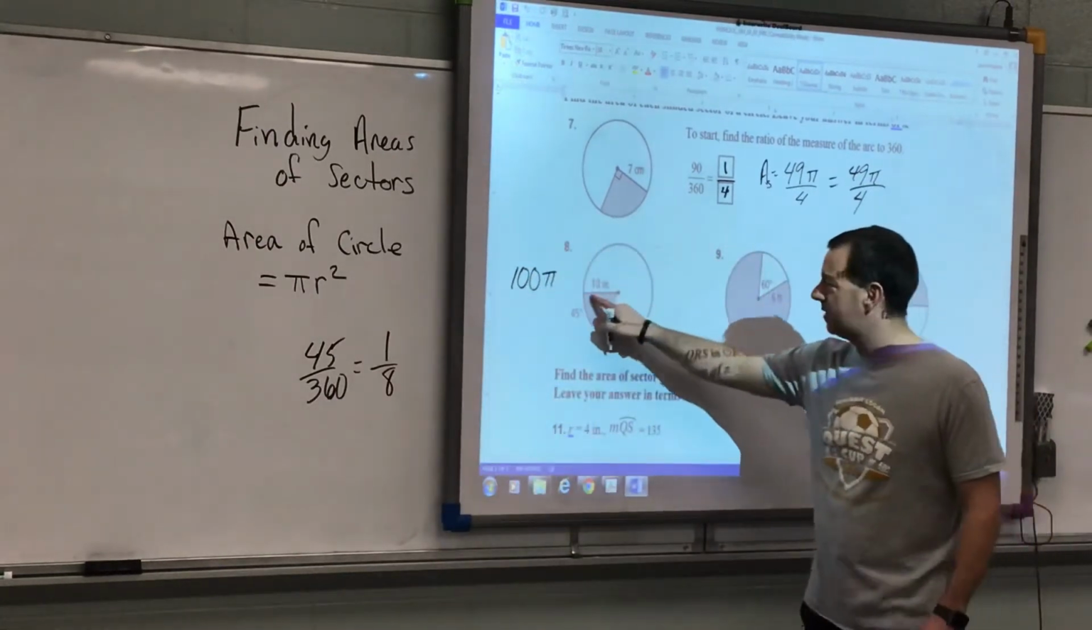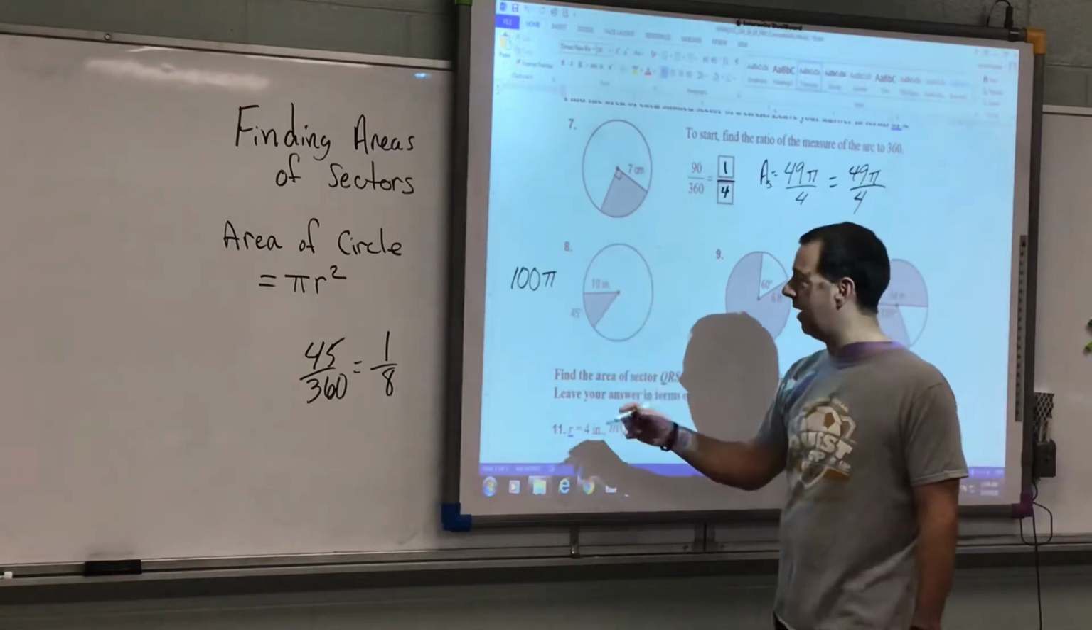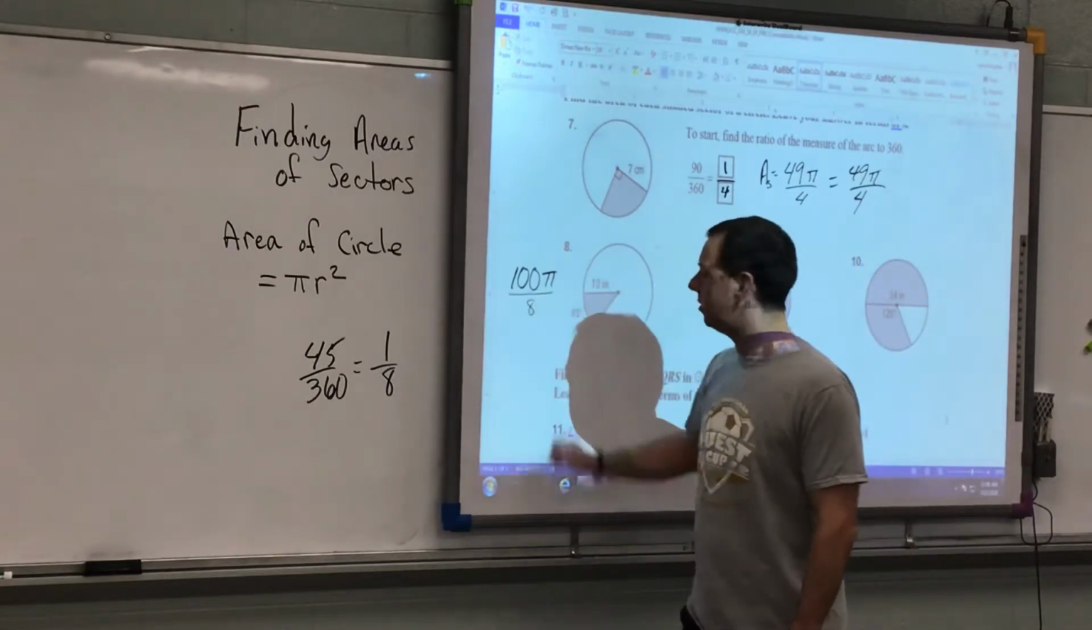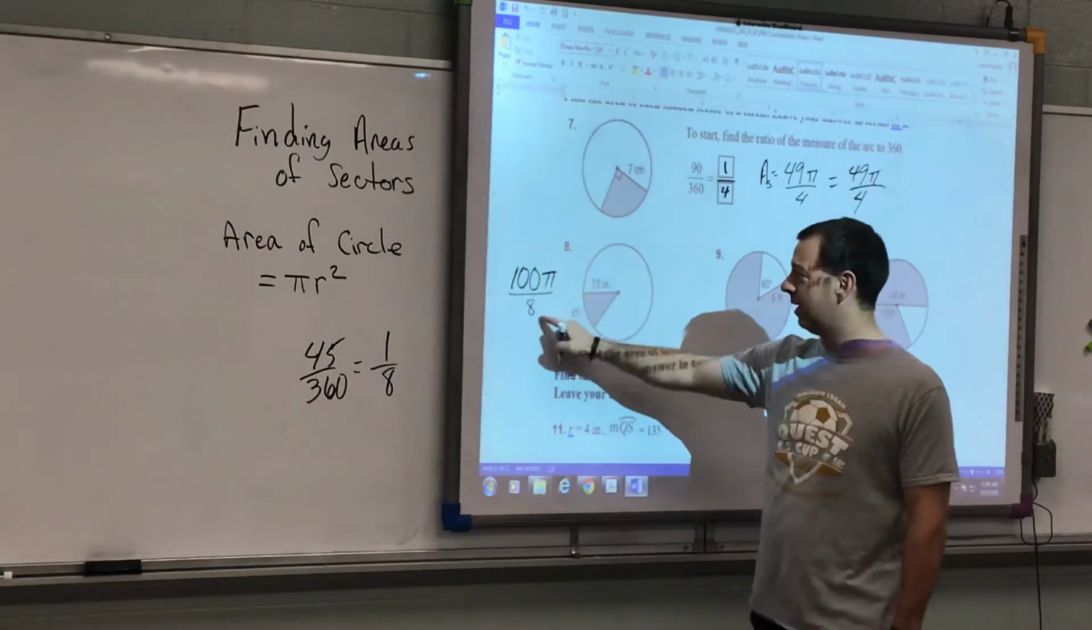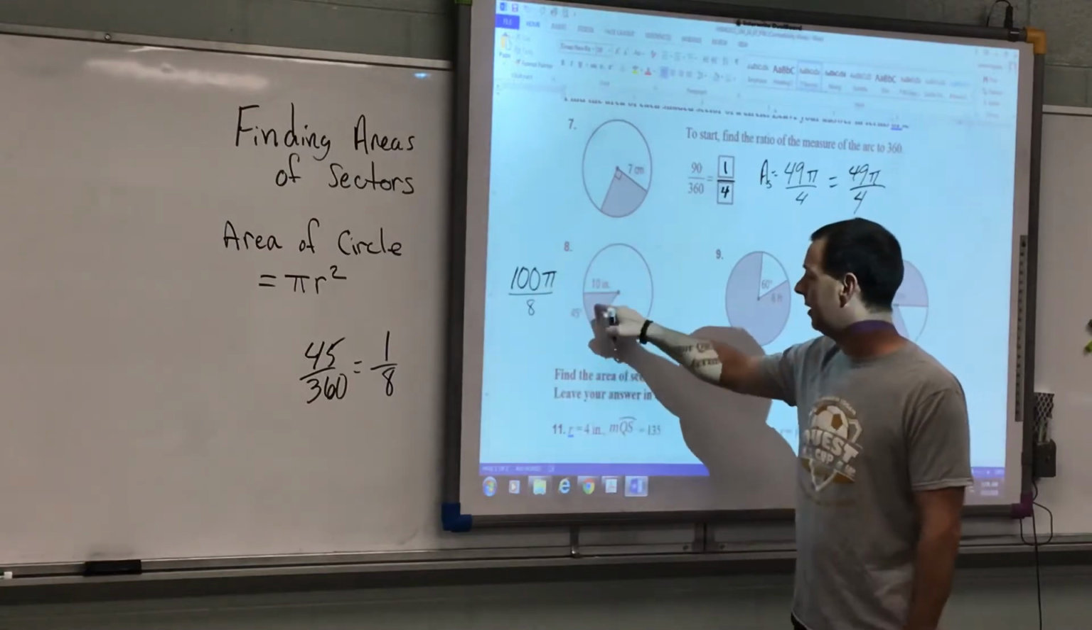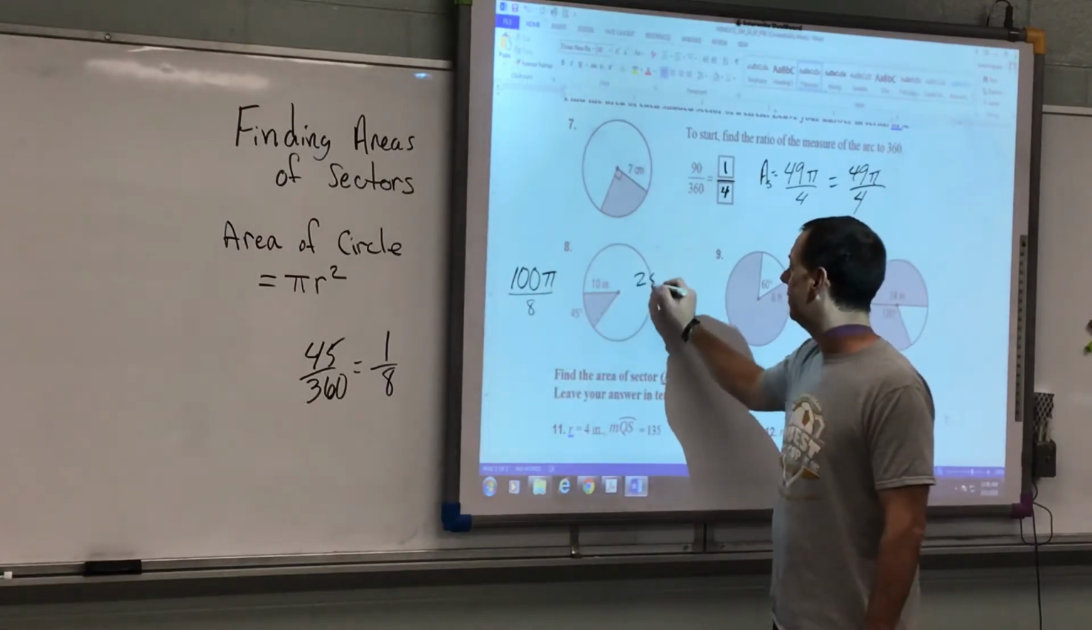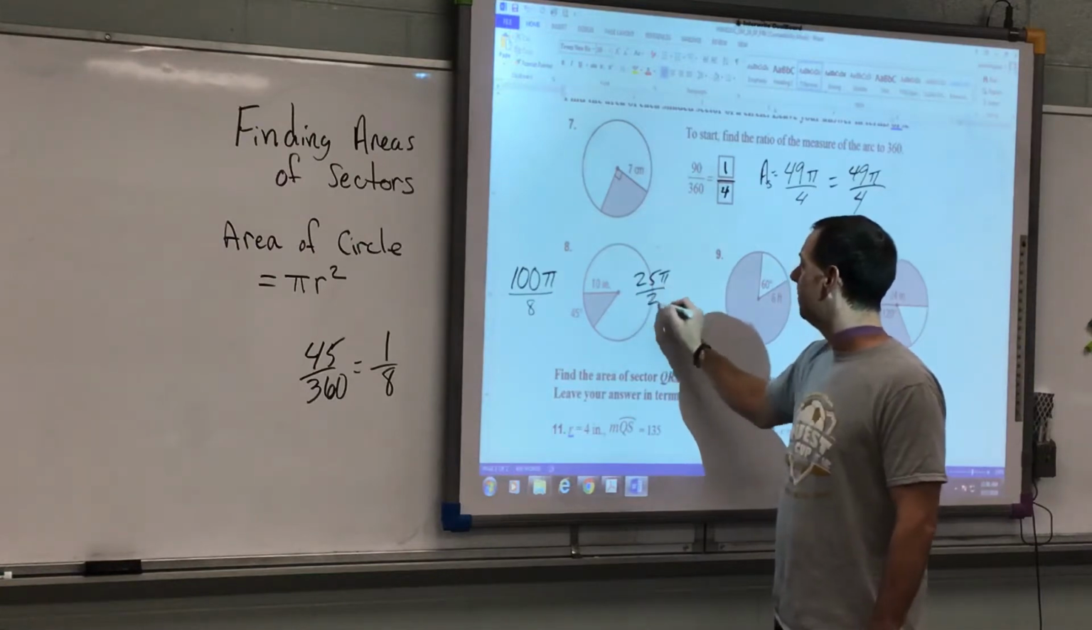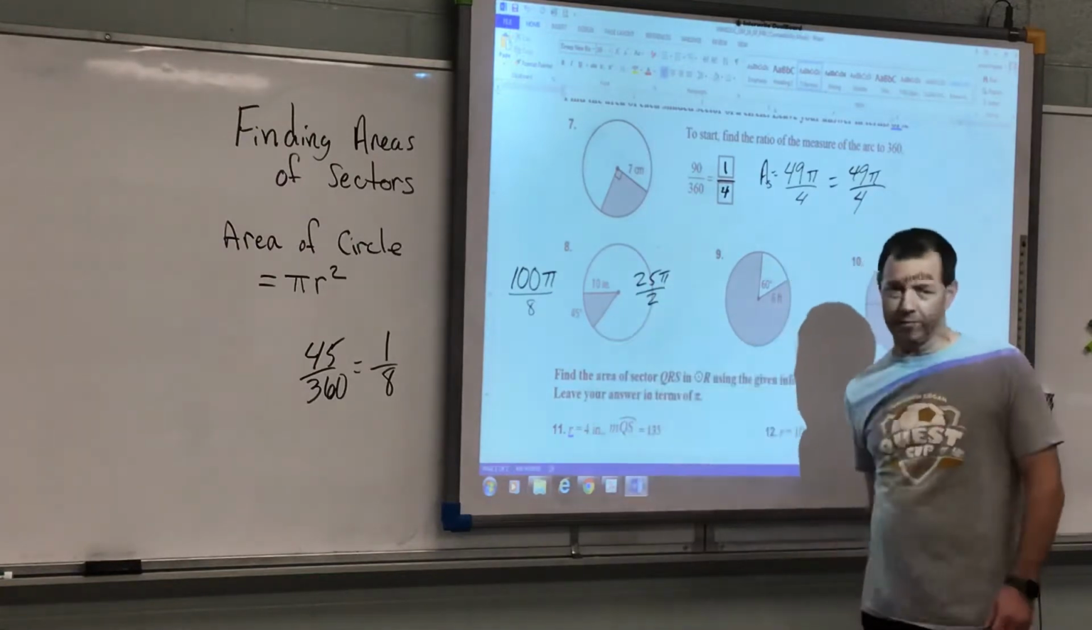So that means that this sector is 1/8 of the area, which means that I can just divide that by 8. That divides by 4, that divides by 4. So therefore the area of that sector is 25 pi over 2. And you've got the area of that sector.